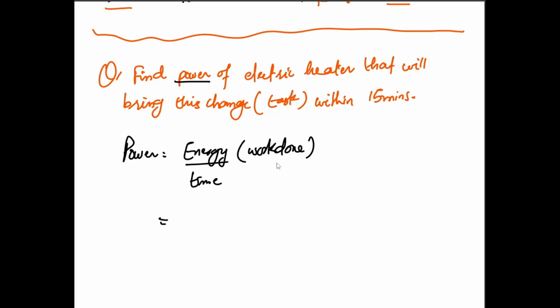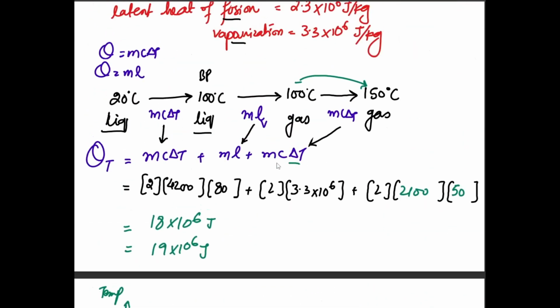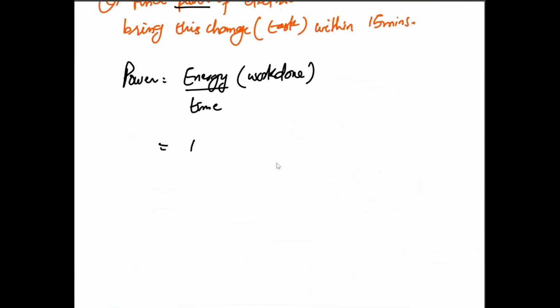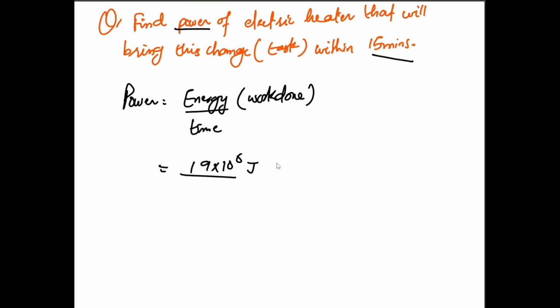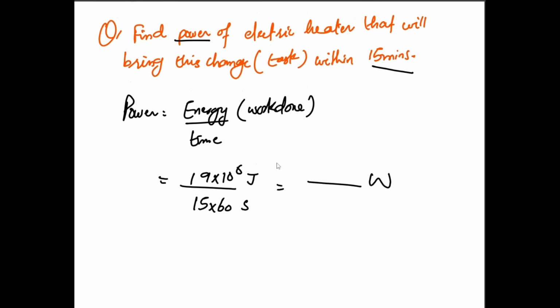Okay, so we found the energy in the previous part for a certain process to go from 20 to 150 as 19 into 10 power 6 joules. And this task has to be completed in 15 minutes, right? So I will use 15 into 60 to convert this into seconds to eventually find my answer in watts.